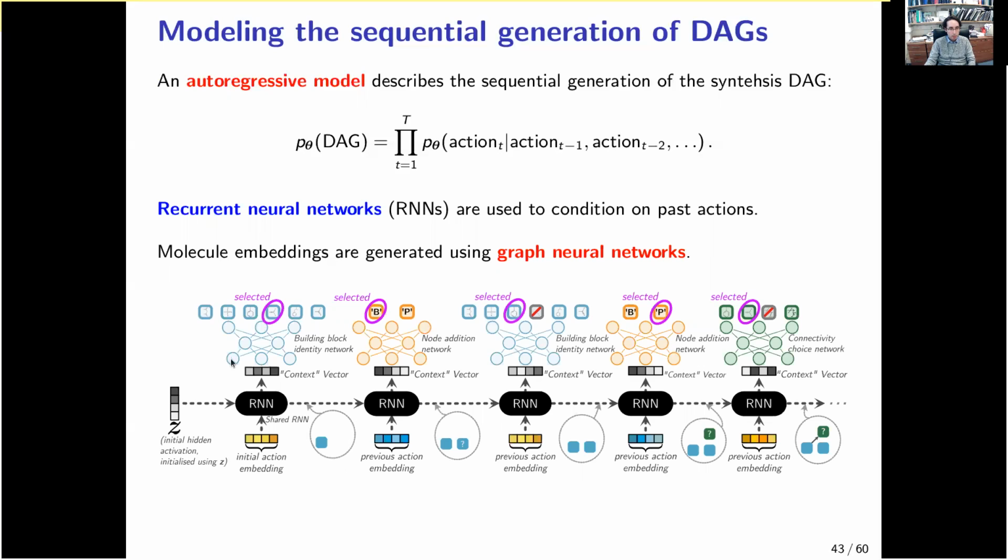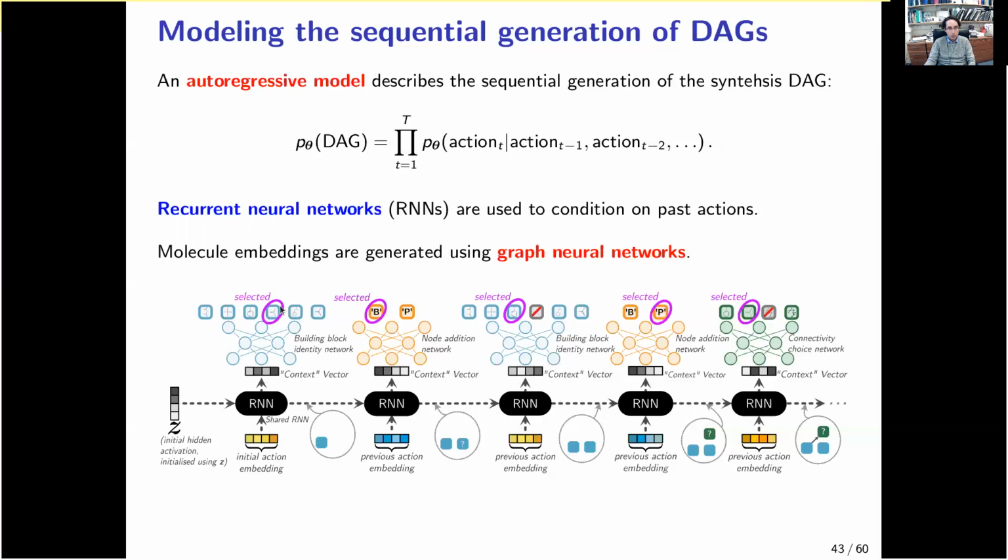The whole approach is described here. We have our recurrent neural network, which may receive as input maybe some continuous latent representation of the synthesis DAG or not, depending on whether we use an autoencoder model or just an autoregressive generative model. The recurrent neural network receives as input the embedding of the previous action. Then there is a neural network that determines the next action to apply, in this case, to choose a particular building block. The neural network also receives information about the current state of the generation process.